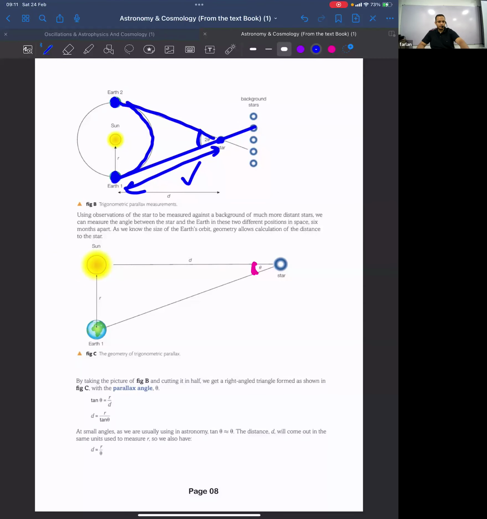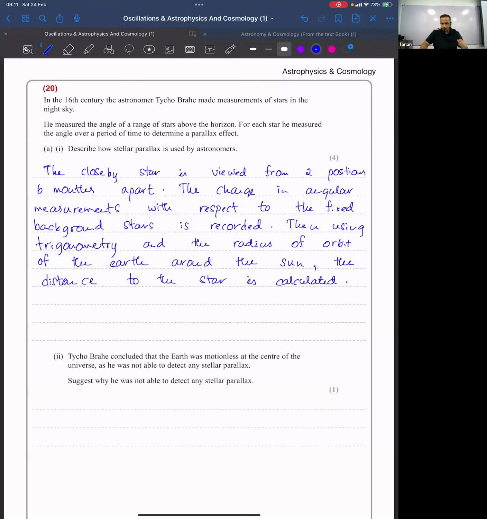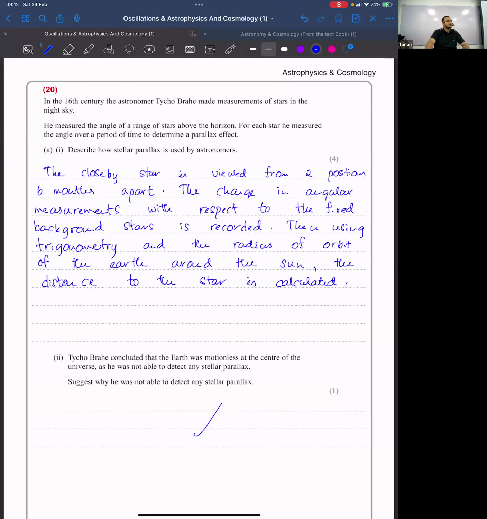So they're asking why he concluded that it is motionless, right? The angle measured or the angle involved is too small, since the stars were too far. Okay.